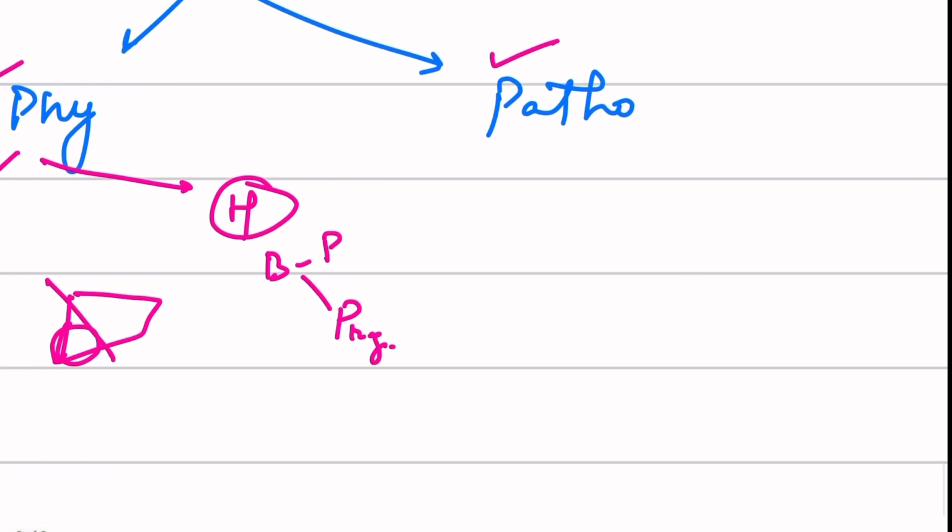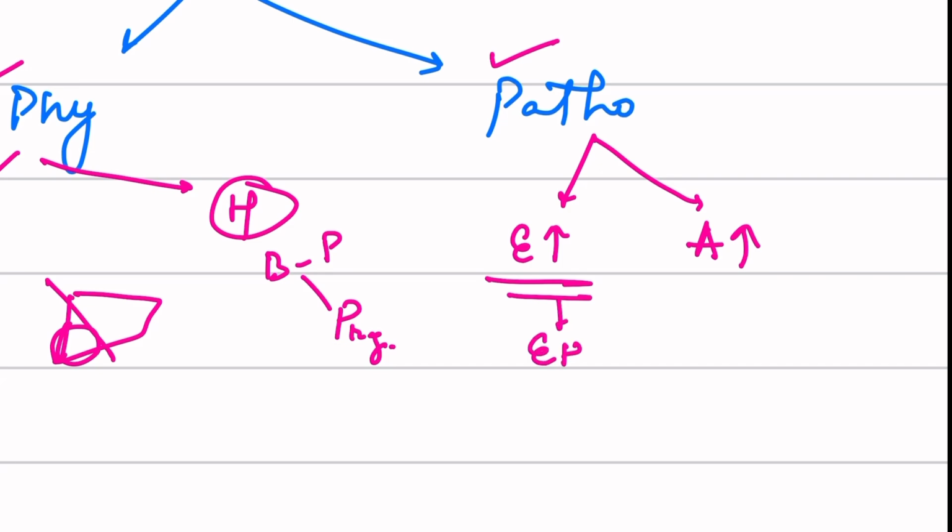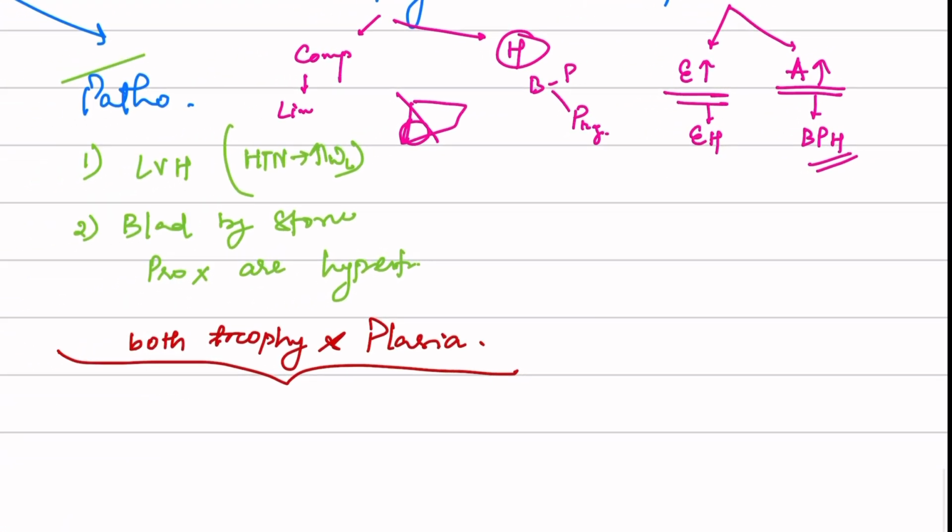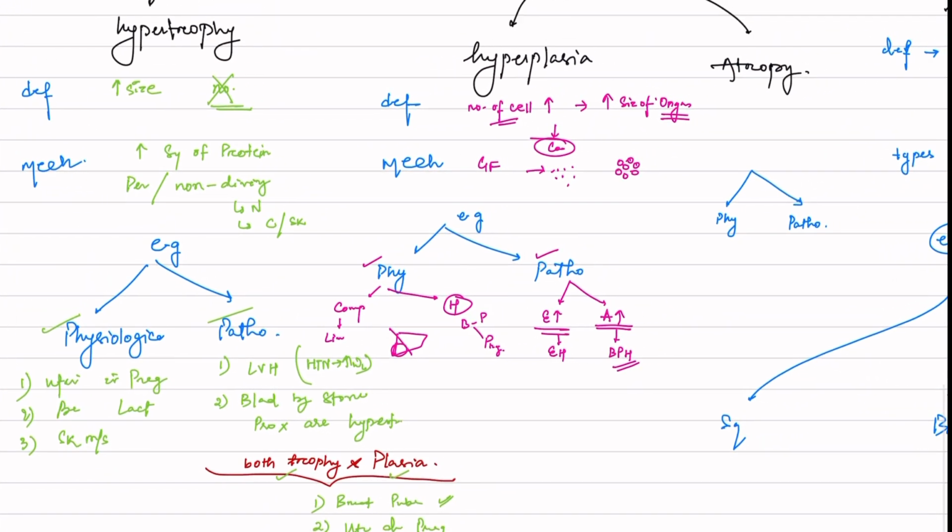What are the pathological conditions? In pathological condition, there can be estrogen excess or androgen excess. In case of estrogen excess, endometrial hyperplasia will occur, and in androgen excess, benign prostatic hyperplasia will occur. Now there are two conditions which can be seen in both hypertrophy and hyperplasia. What is that? First option is breast during puberty, and the second is uterus during pregnancy. The best option is breast during puberty. So this was about hyperplasia.